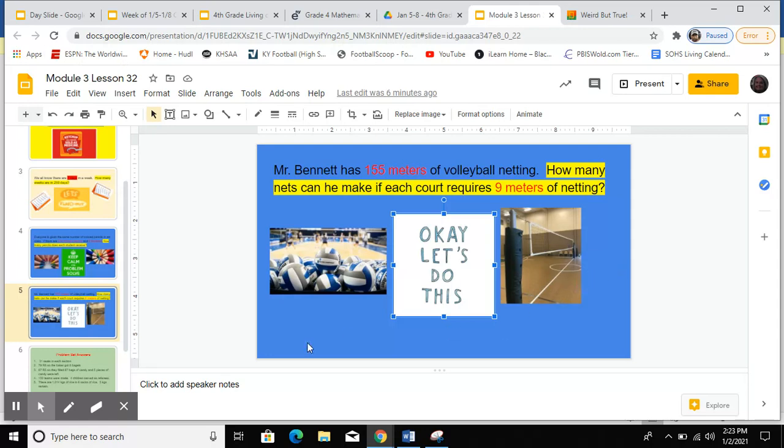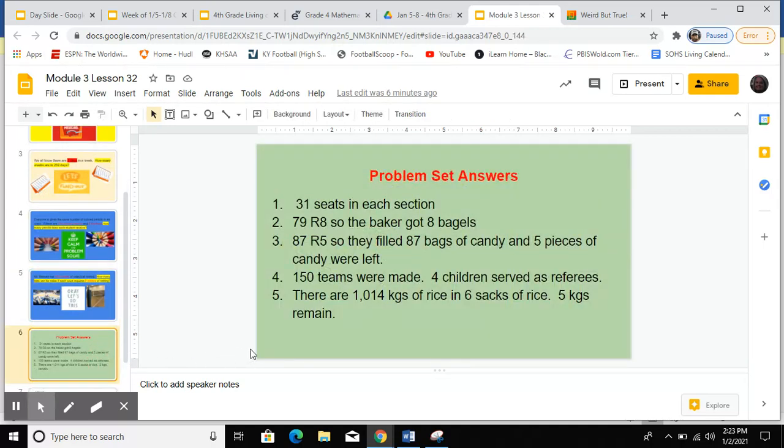All right, I'm going to assume that you are ready for the problem set answers. So here they come. Your 5 answers for your problem set. Number 1 was 31 seats in each section. Number 2 is 79, remainder 8. So the baker got 8 bagels because the question there was really asking about the remainder in that one. So you wouldn't say your answer was 79. Your answer is actually 8. Number 3 is 87, remainder 5. So they filled 87 bags of candy and 5 pieces were left.